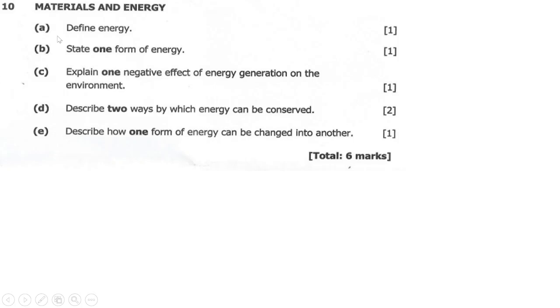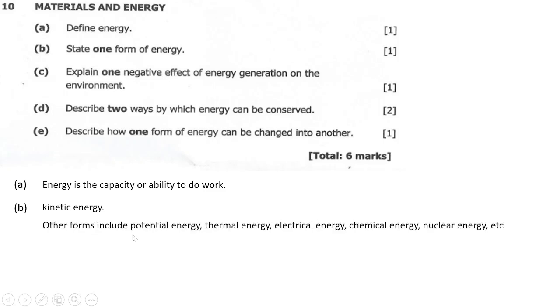So question 1 says define energy. So we say energy is the capacity or ability to do work. Then B, state one form of energy, we can say kinetic energy. But if you want, there are other forms of energy, which include potential energy, thermal energy, electrical energy, chemical energy, nuclear energy, etc. You can state any of these here, but they needed just one.